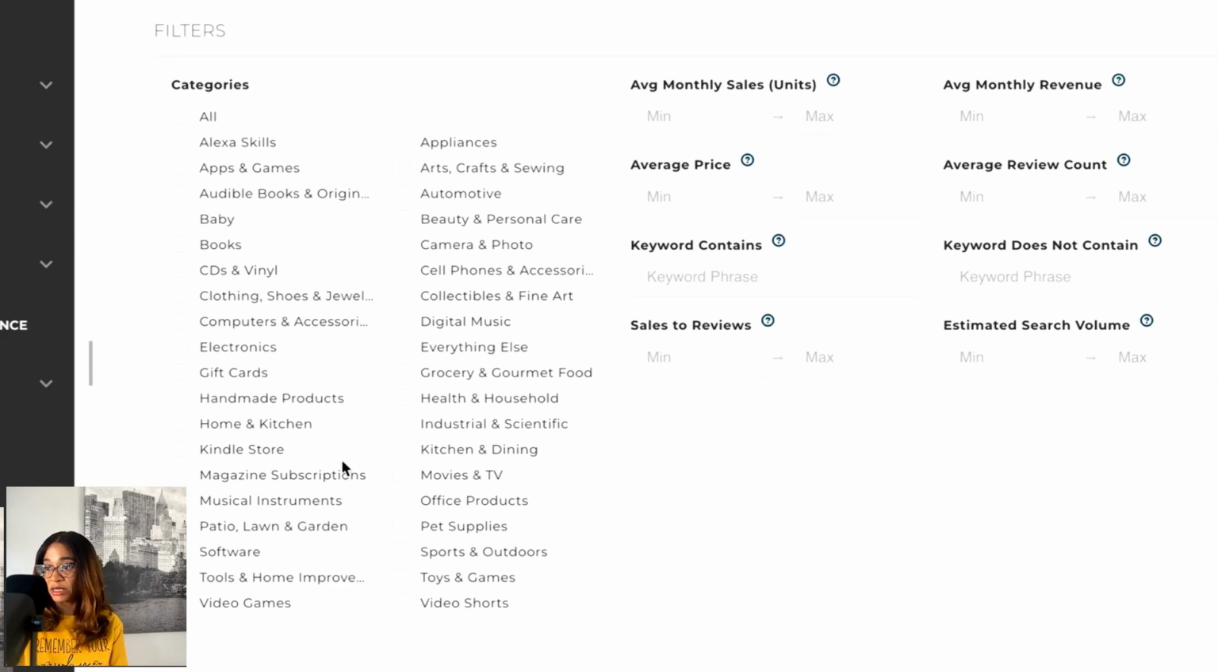So the first ones that I tell my students to select are home and kitchen, patio, lawn and garden, tools and home improvement. Right here, everything else, that's a new category that Launch just came up with a couple months ago. And it's talking about every single category that's outside of these regular ones. Also going to select health and household, industrial and scientific, kitchen and dining, office products, pet supplies, and sports and outdoors.